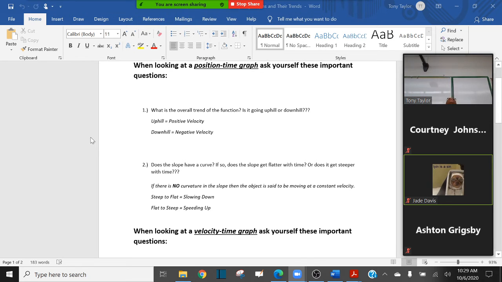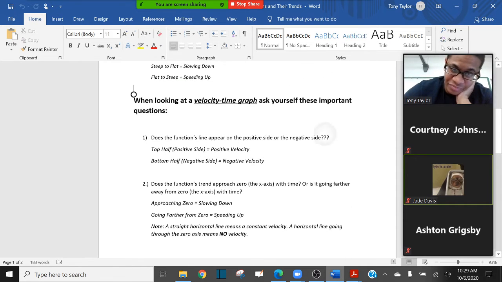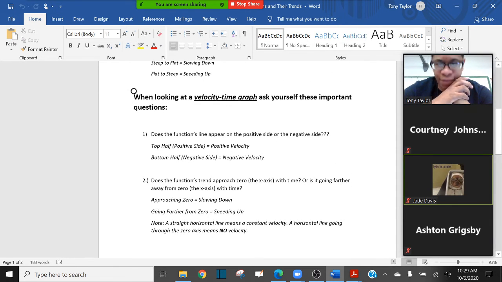Okay, now that we have a basic idea of how accelerated motion looks on a position versus time graph, let us now discuss the rules of how accelerated motion will look on a velocity versus time graph. Okay, so whenever I give you a velocity versus time graph, you want to ask yourself these important questions. And of course, the basic trends for analyzing velocity time graphs will be different from position versus time graphs because they're different types of graphs.